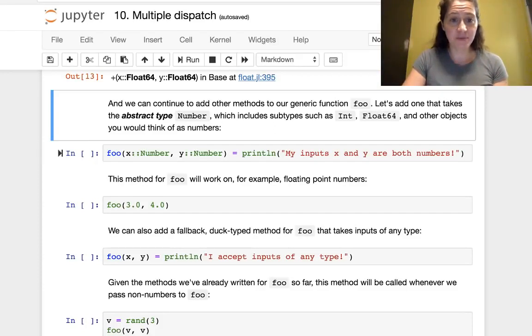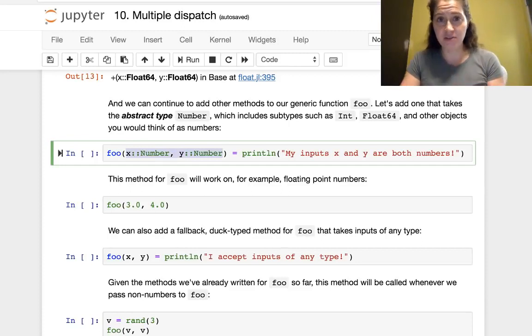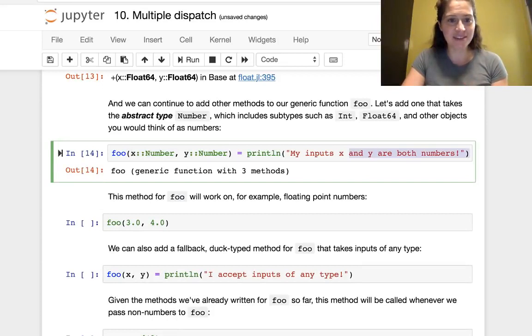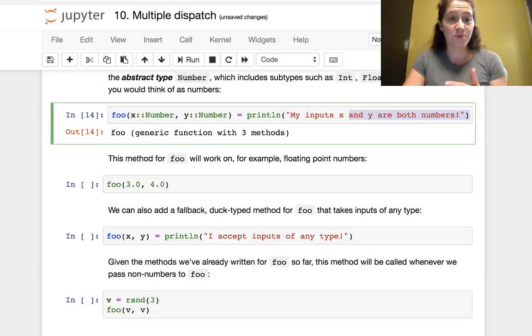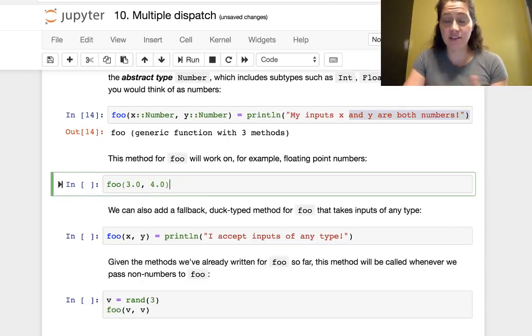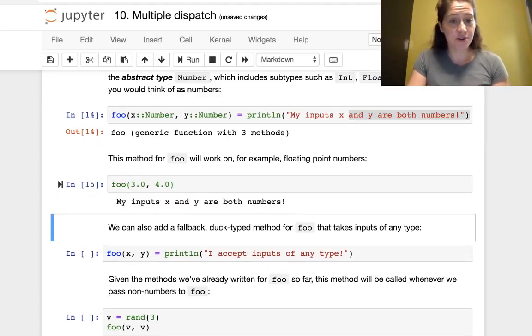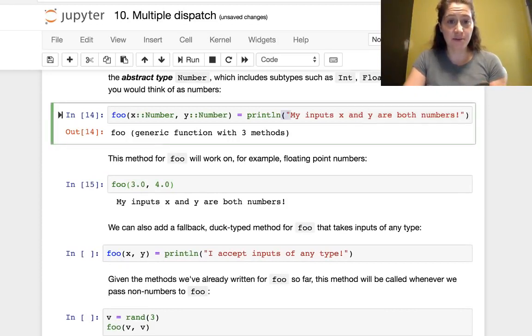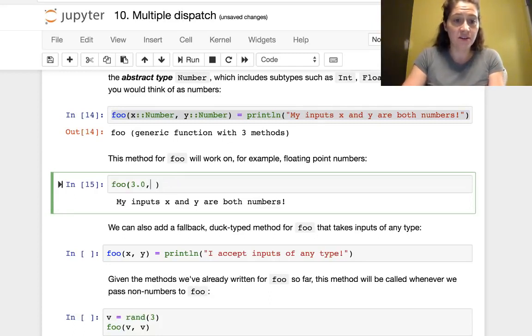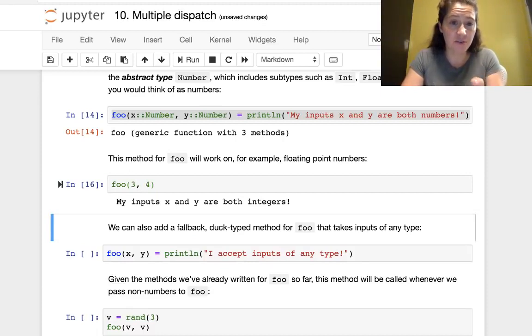So in this next example, when I say that x and y are both going to be Number inputs, and then I print accordingly that x and y are both numbers, I now have created a way for foo to work on any number for which a method hasn't previously been specified. If I call foo on 3.0 and 4.0, I'm getting this method declared for numbers being called. If I went back to foo being called on just 3 and 4, we're still going to go to the most specific implementation, the version that was already written for integers, rather than using the general number version.